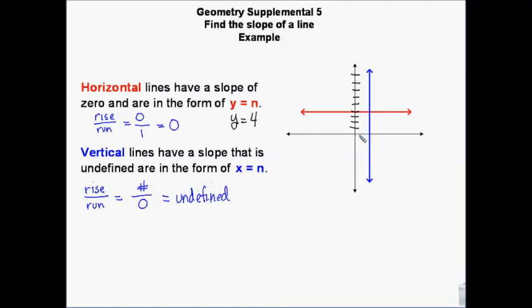And if I put some marks here, and this is hitting at 3, the equation of this line would be x equals 3. So if you have a straight up and down vertical line, it's always just x equals whatever number it hits on the x-axis. Not too bad?